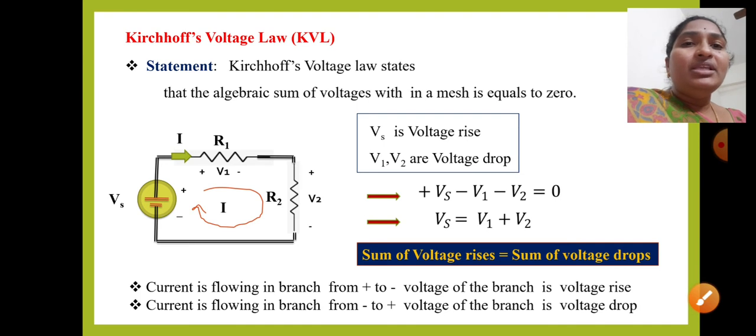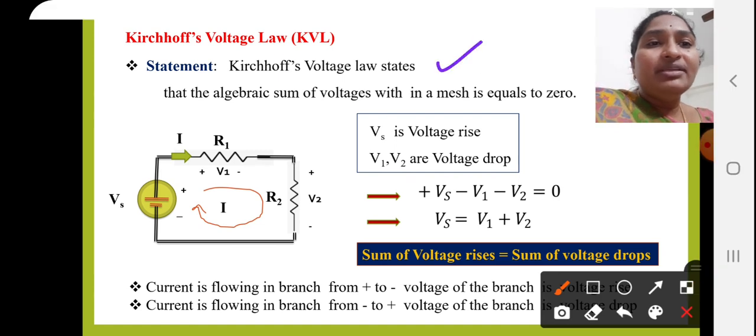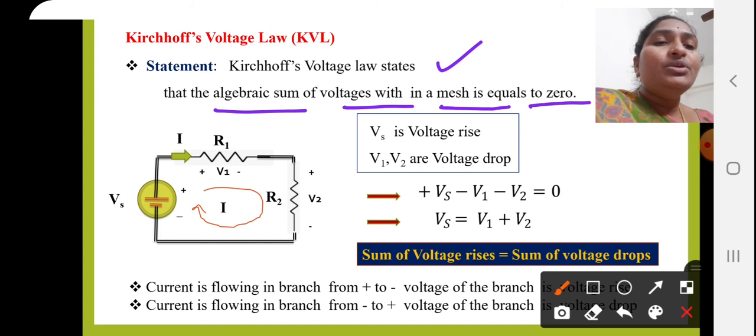So first let us see what Kirchhoff's voltage law is. Kirchhoff's voltage law states, this is the statement, that the algebraic sum of voltages within a loop or a mesh is equal to 0. The algebraic sum of all the voltages within a loop or mesh is equal to 0.